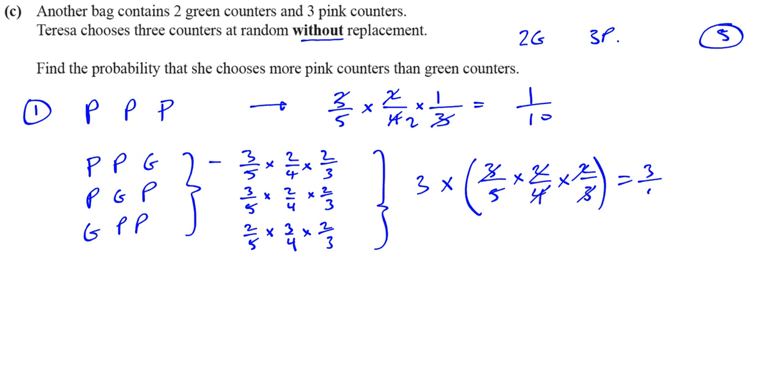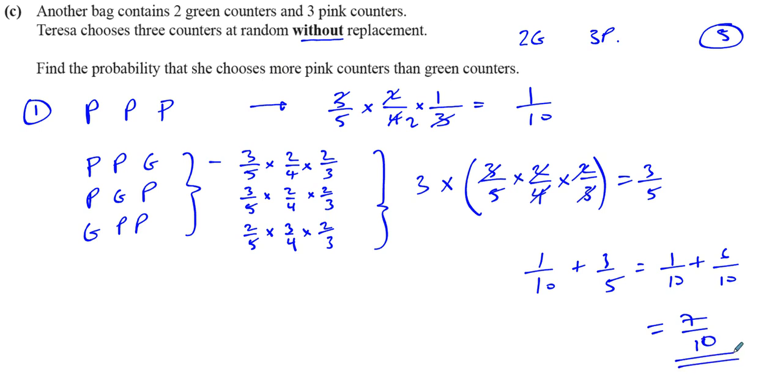So you've got to add these 2 different outcomes together. So you have 1/10 plus 3/5, which is 1/10 plus 6 over 10, which gives you 7 over 10. And there's your answer. Understood?